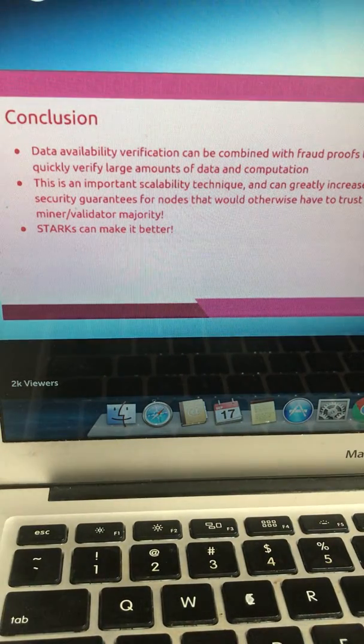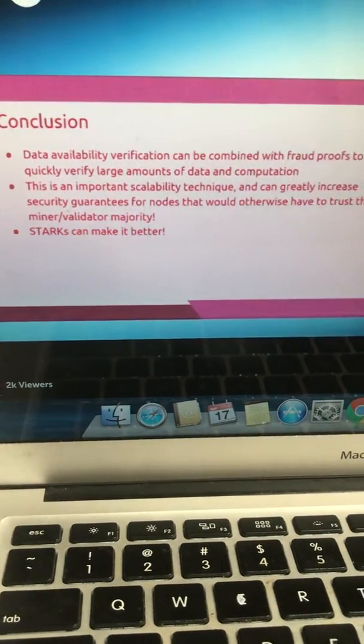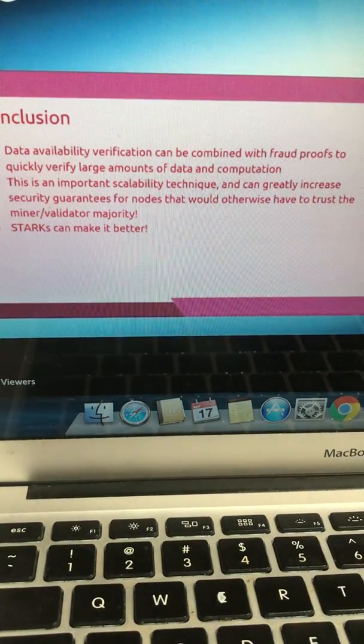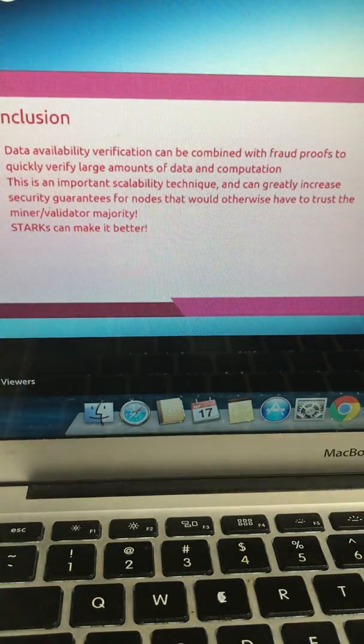You can combine them together. You can quickly verify large amounts of data and computation indirectly, right? Given these security assumptions that are much lighter than the assumption of there not being a 51% attack, you can achieve the guarantee that the data is available with cryptographically high probability, and that every piece of data is valid, because if it wasn't valid, someone would have broadcast a fraud proof.